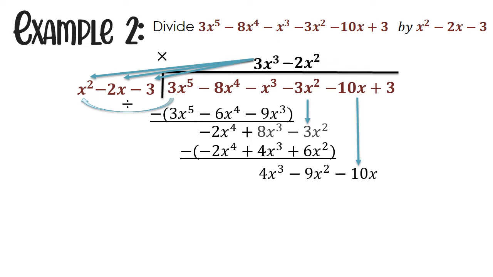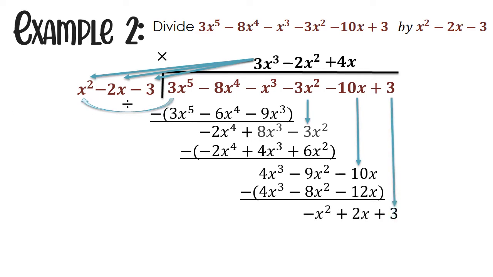Repeat the steps. 4x cubed divided by x squared is 4x. Again, multiply. 4x times x squared minus 2x minus 3 is equal to 4x cubed minus 8x squared minus 12x. Again, subtract. 4x cubed minus 4x cubed is 0. Negative 9x squared minus negative 8x squared is negative x squared. Negative 10x minus negative 12x is positive 2x. And then bring down 3.